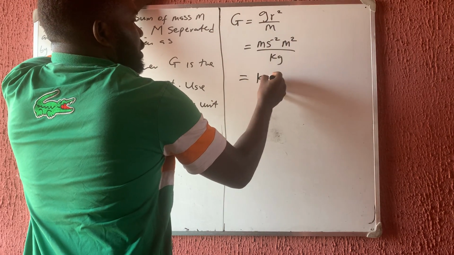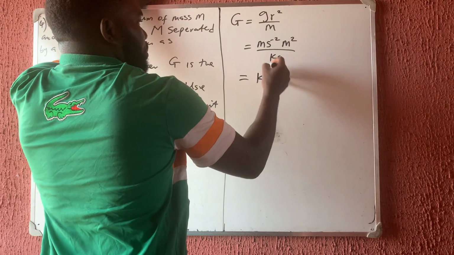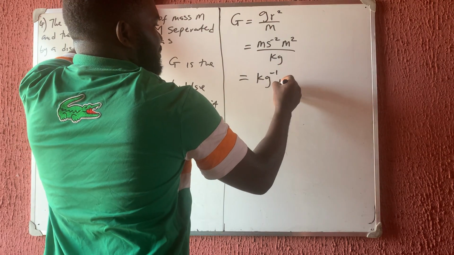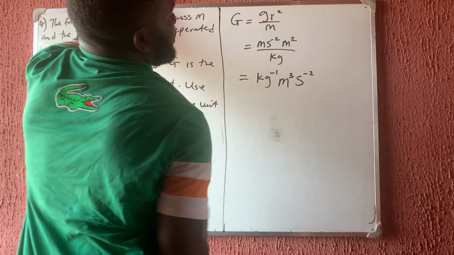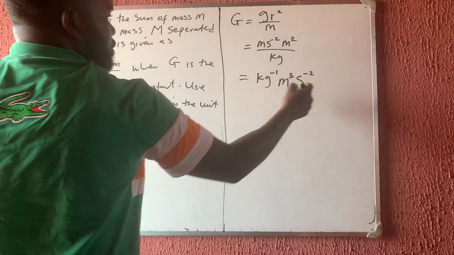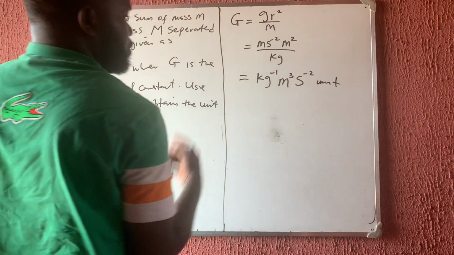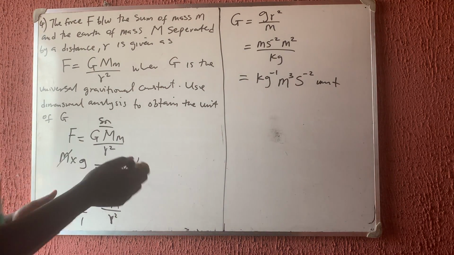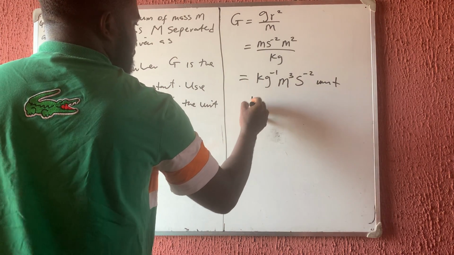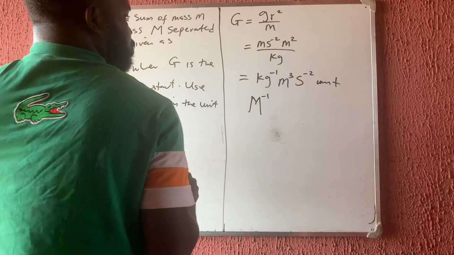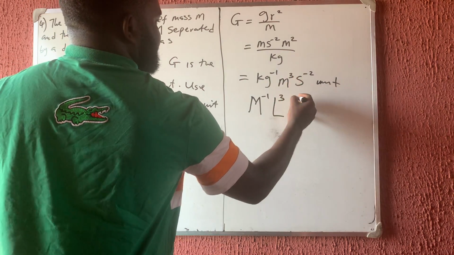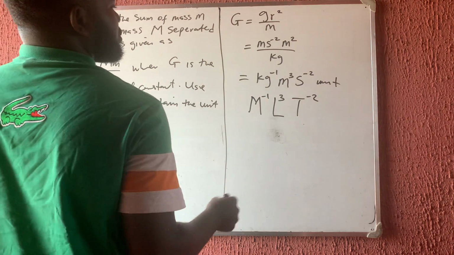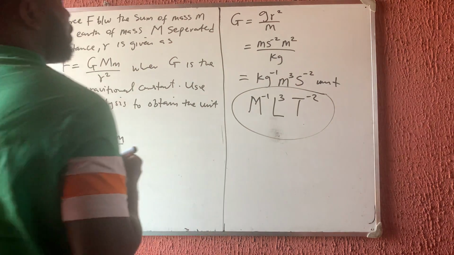So I have that what? Kg, because it is down, if it's coming up, it's going to be -1. Then I have my m, that is 3, then my second, that is -2. All right, now this is the unit. If you want to use dimensional analysis to get the dimension, kg is capital letter M, you put the -1. Meter is capital letter L, put your 3. Then s is your time, you put your -2. So this is the dimension of g.